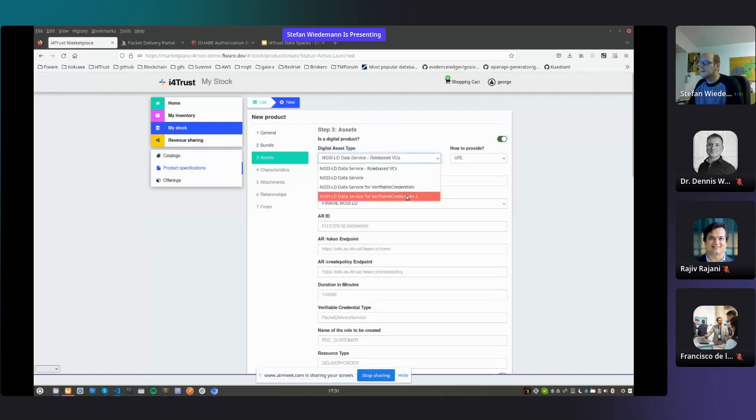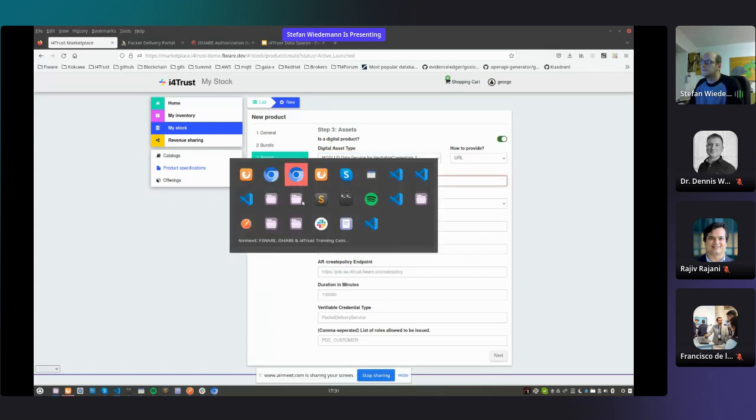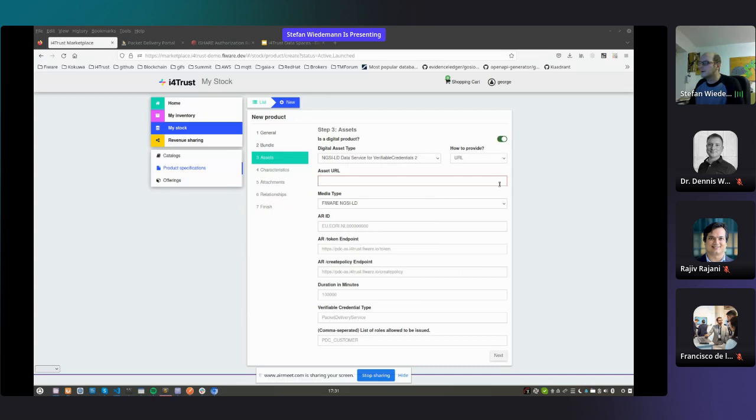We now have another asset type here, which is the NGSI-LD data service for verifiable credentials too. This is the one that now brings us the other form. You can see here that all the fields about the HTTP calls and what you can do with the actual request are not in here anymore. But we now can set a list of roles that a user or a service is allowed to issue.